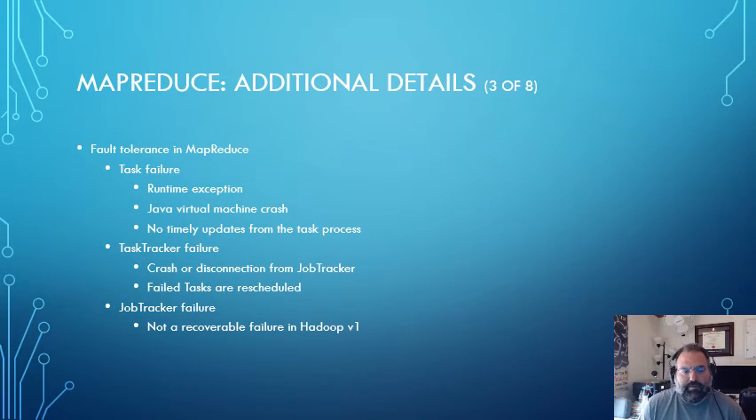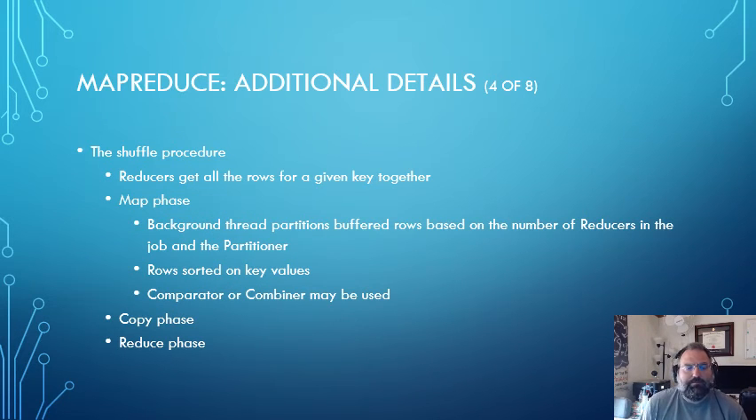Fault tolerance inside of MapReduce has several different types of failures that it can handle. A task can fail, and if it does, it essentially causes a runtime exception. Maybe the JVM crashes, whatever it might be. There's various reasons it might. And then typically those things get picked up. There could be a job tracker failure. It's not really recoverable in Hadoop 1, but I believe it is in 2.